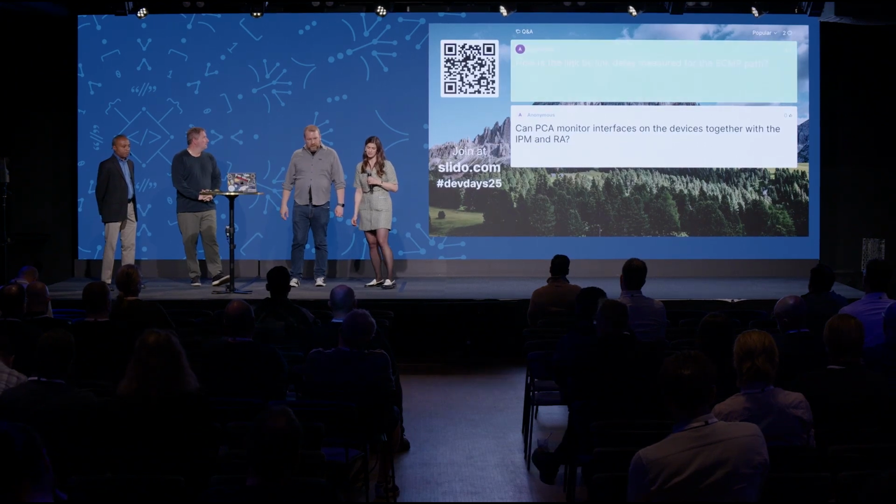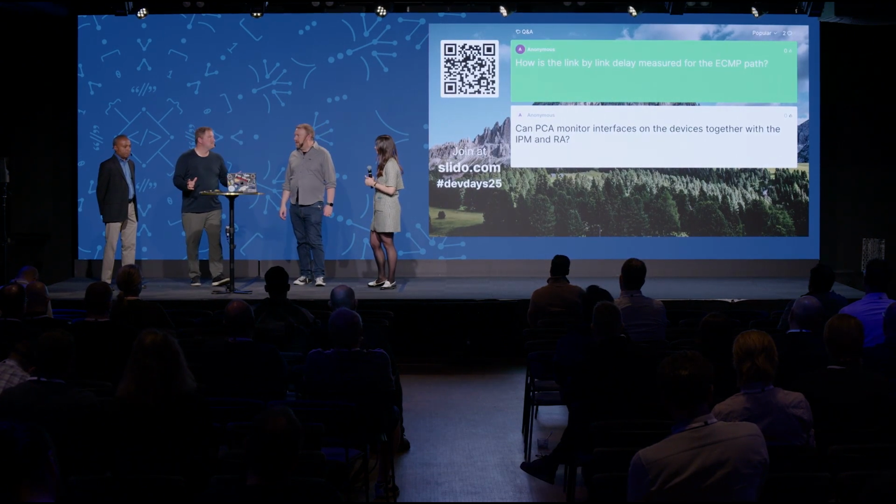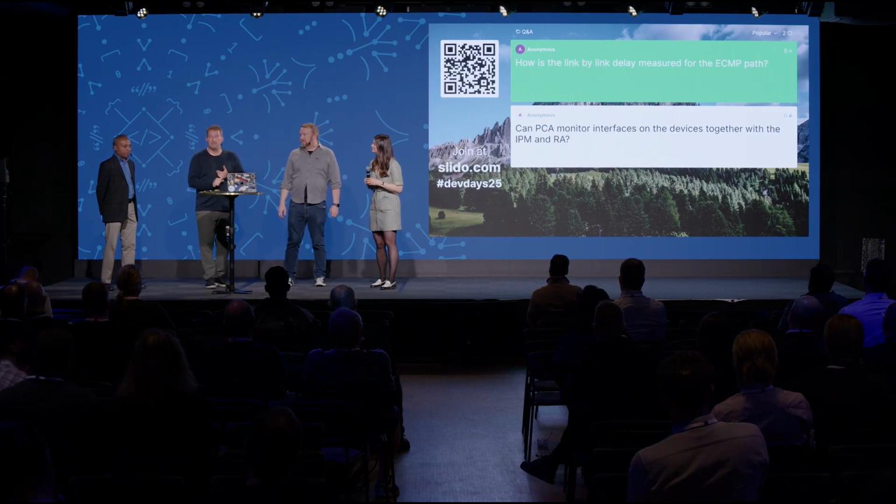And how is the link by link delay measured for the ECMP path? So that's another one for me. Yeah. The same as before, right? So this is SR-PM link measurement, right? So you go on your link, you say performance measurement, it gets enabled, right? And the timestamping is done in the hardware, so we measure the speed of light.